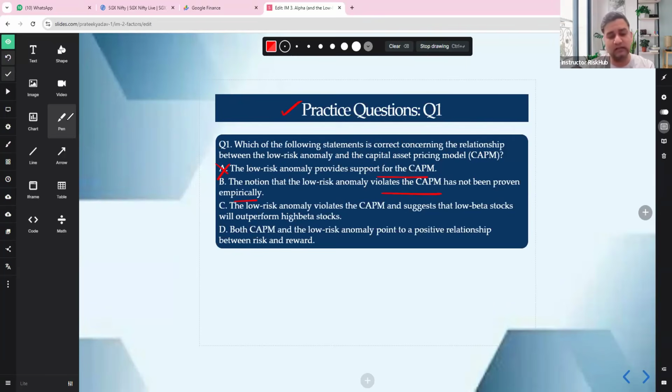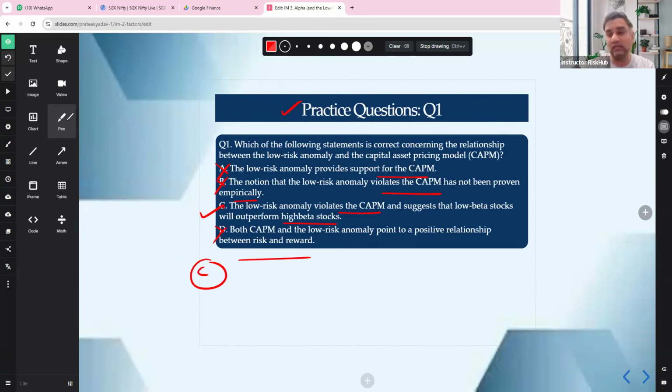Not exactly correct, right? The notion that the low risk anomaly violates the CAPM has not been proven empirically, no, but there was empirical data, right? The low risk anomaly violates the CAPM, that's okay, and suggests that low beta stocks will outperform high beta stocks. Yeah, that's what the empirical evidence showed us, right? Both CAPM and low risk anomaly point to a positive relationship between risk and reward. No, not at all. So answer is C.